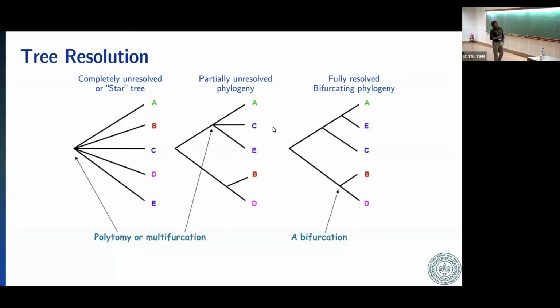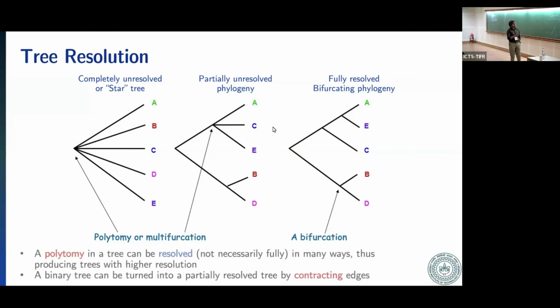Then we have this fully resolved bifurcating phylogeny. Anywhere you see branching over here, these are all bifurcations. That means this is fully resolved, and from this tree structure we can clearly say which species are more similar to each other and what the different common ancestors are for different sets of species. So if we move from a completely unresolved tree towards a fully resolved tree, we are increasing the resolution, and we are removing these kinds of polytomies.